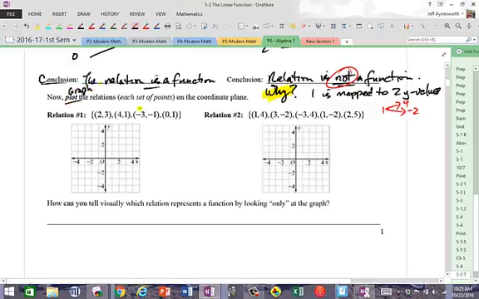The relation is just a set of points on the coordinate plane, so let's go ahead and graph it. Now, 2 comma 3 is right 2, up 3. 4, 1 is right 4, up 1. Negative 3, negative 1 is left and down, so left 3, down 1. And 0 comma 1 is right up here. It's just up 1.